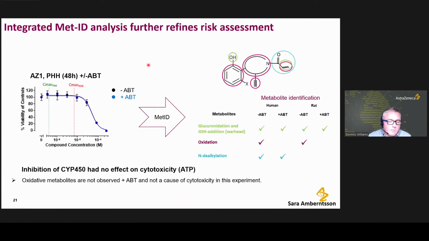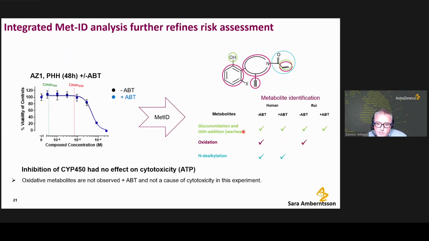What generally helps is an understanding of integrated MET-ID analysis. This is an AstraZeneca compound in this case. And here we saw that in the presence and absence of P450 inhibition, there wasn't really any change in cytotoxicity. But MET-ID really helped in this case because we were able to look at MET-ID both in the presence and absence of aminobenzotriazole cytochrome P450 inhibition.